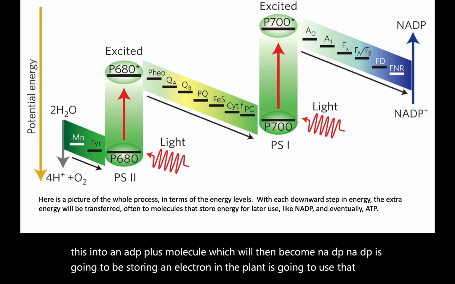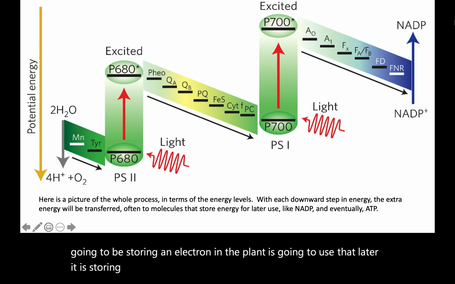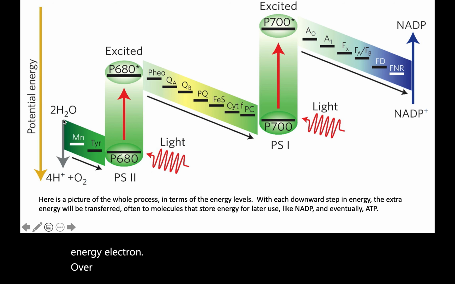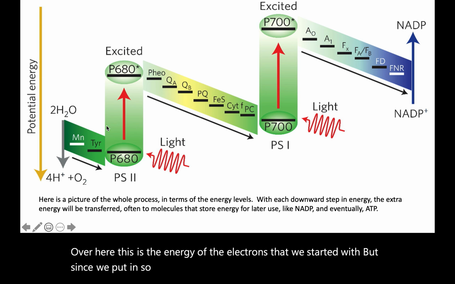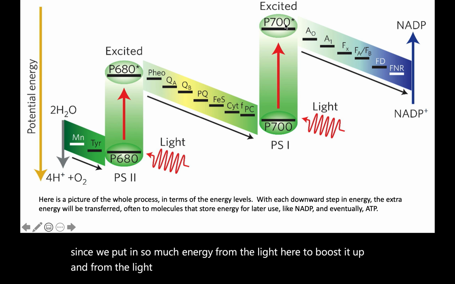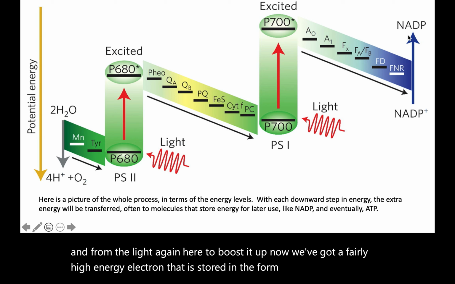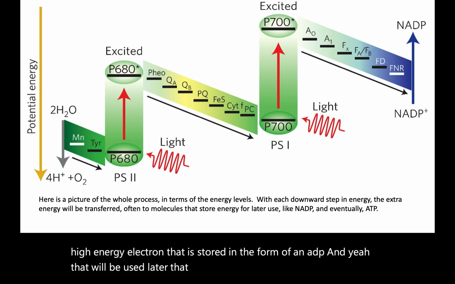It is storing that electron, and you can see it's stored a fairly high energy electron over here. This is the energy of the electrons that we started with, but since we put in so much energy from the light here to boost it up, and from the light again here to boost it up, now we've got a fairly high energy electron that is stored in the form of NADPH. And yeah, that will be used later. That will help to power other processes inside the plant.